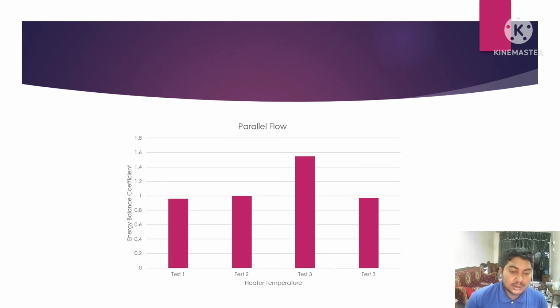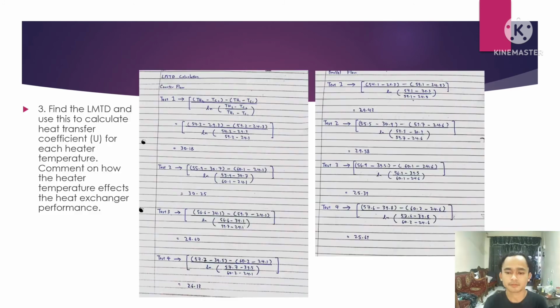For the second graph, we get the parallel flow. For test 1 we get 0.9. Test 2 we get 1, and the highest is test 3, where we get 1.5, and it drops on test 4 to 0.9.